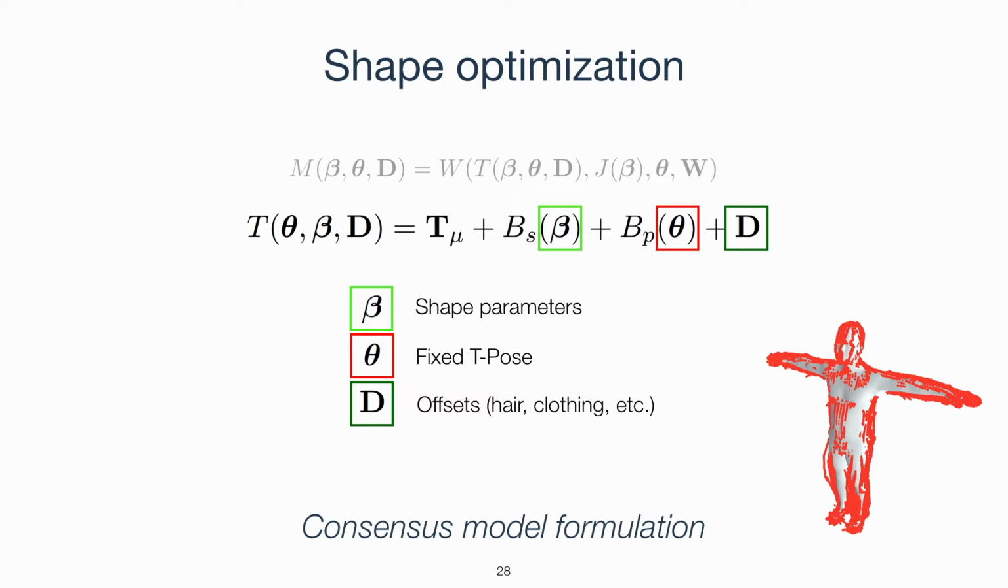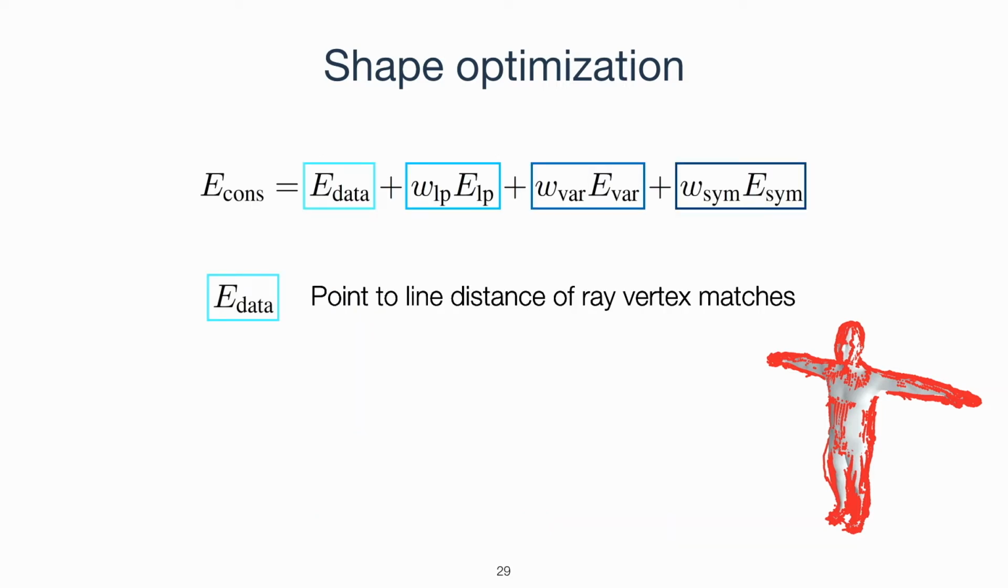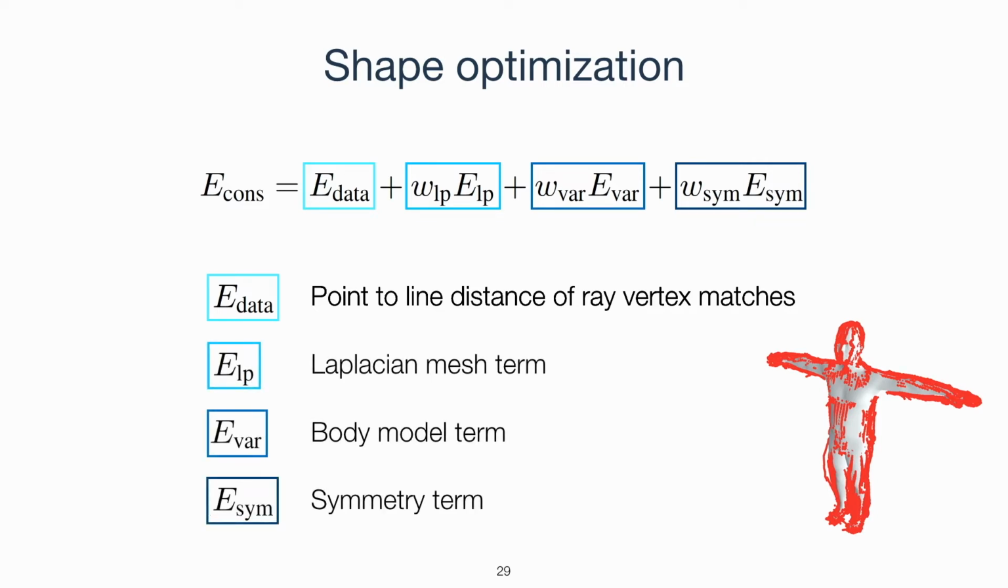And actually, this formulation gets even easier. We can cross out a lot because we're in 0 pose already. So it's just an optimization function of the offsets and the shape. And this can be optimized by just minimizing the point-to-line distances of the camera rays and the surface. And of course, we also use some regularization to make this smooth and nice and to remove all the noise.